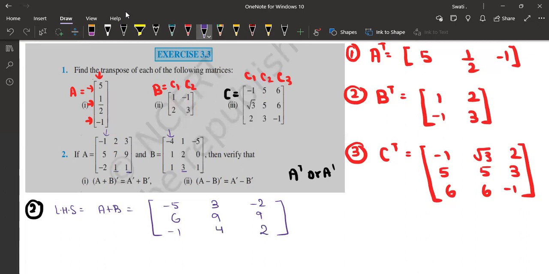Corresponding entries just get added. That is it. This is our A plus B. But what do we have to find? We have to find A plus B transpose. Okay, this is also simple, as I said.